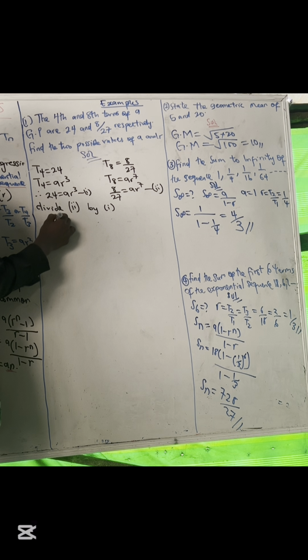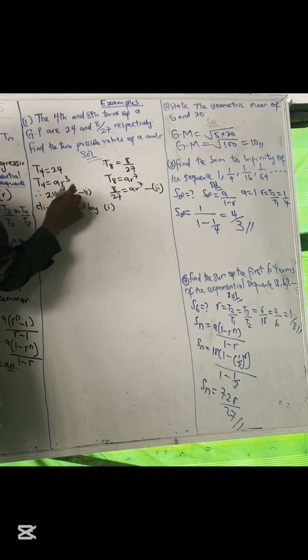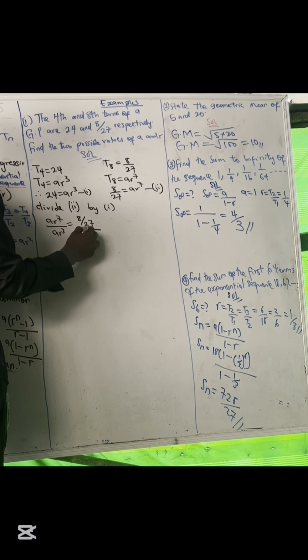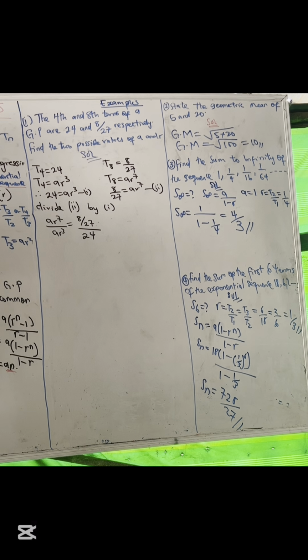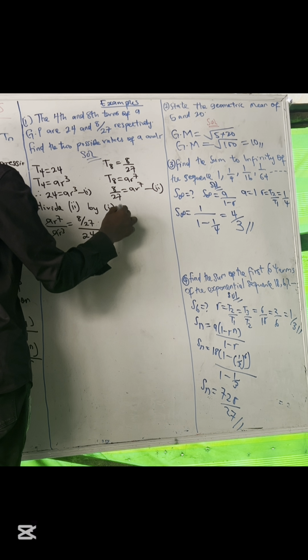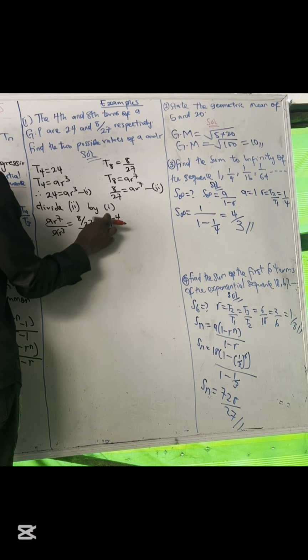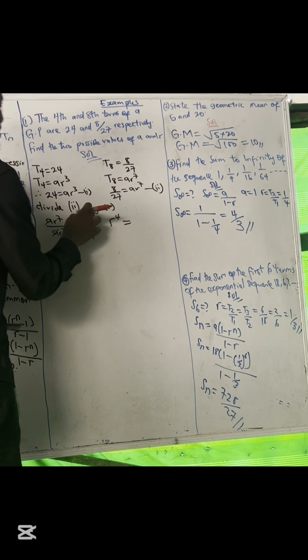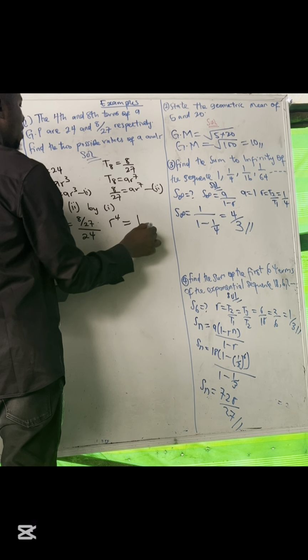So that will be AR raised to power 7 all over AR raised to power 3 is equals to 8 over 27 all over 24. So that's the first thing you are going to do. Then you are going to notice that this A cancels this A. If I remove R raised to power 3 from R raised to power 7, it's going to remain R raised to power 4. And that equals, then you are going to press this on your calculator, press the fraction button, at the numerator press 8 divided by 27, come down and press 24, then press equals. This expression here will give you 1 over 81.